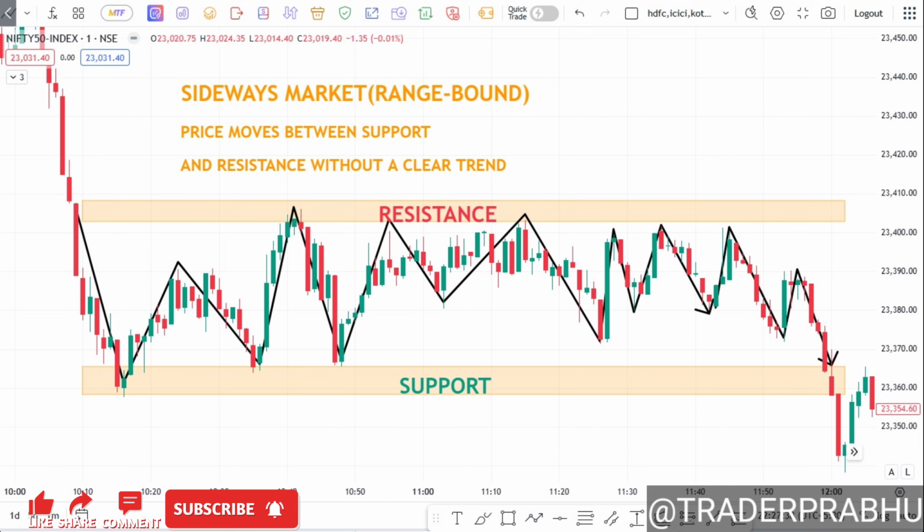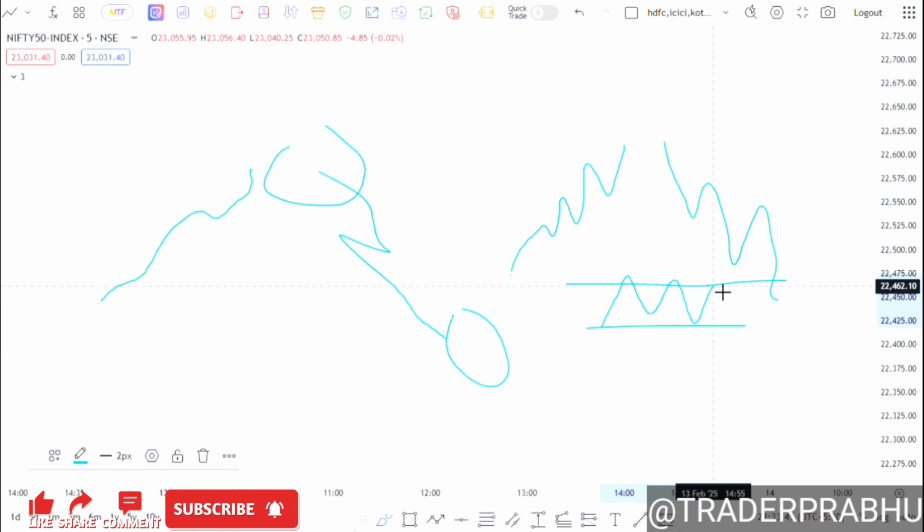The third phase is sideways market, also called a range bound market. Imagine a flat highway where you are moving straight. Price keeps bouncing between two levels but doesn't break. A stock moving between 500 and 520 without breaking above or below. Understanding these phases helps you decide when to buy, sell, or stay out.